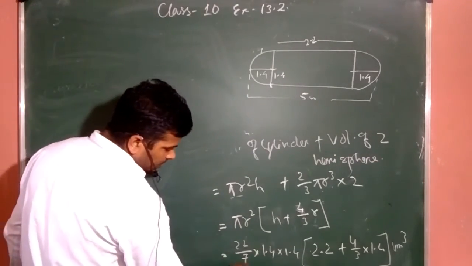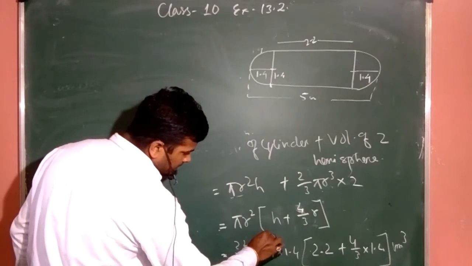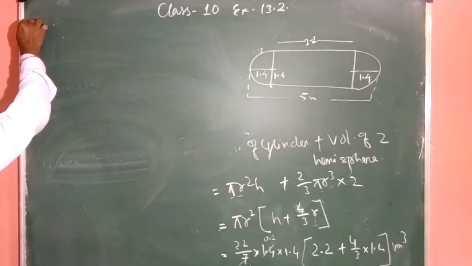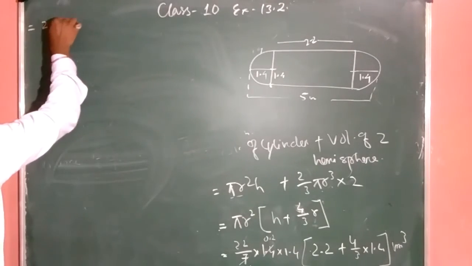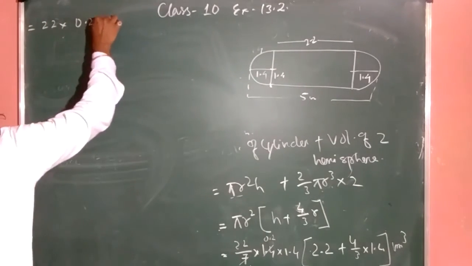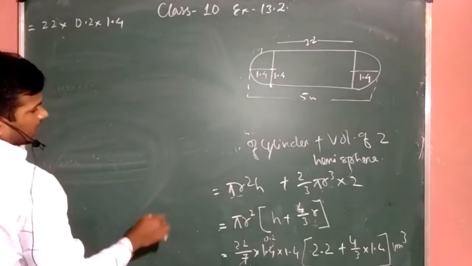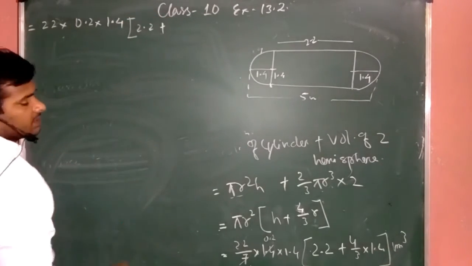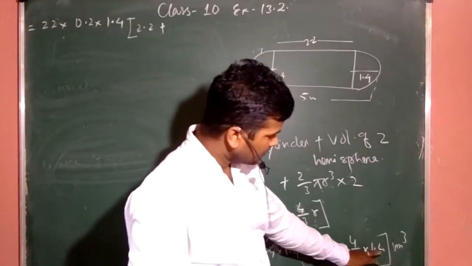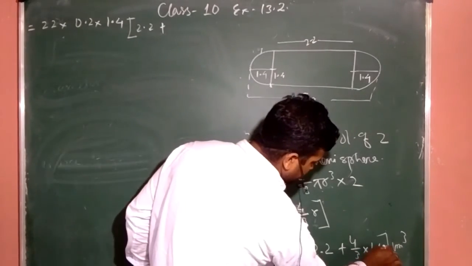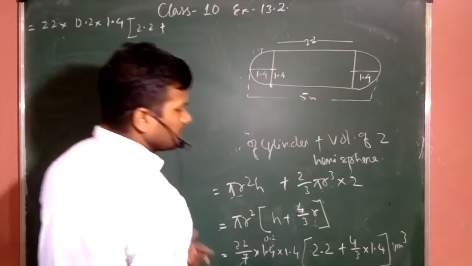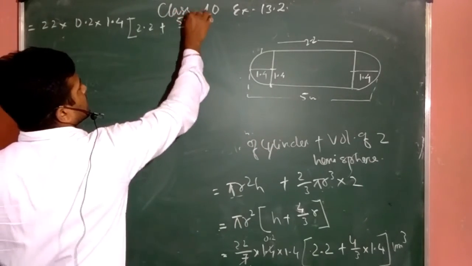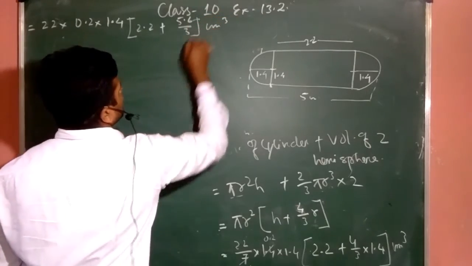So we will cut it. 7 ones are 7 and 7 twos are 14. So we have here 2.2 into 1.4, and inside we have 2.2 plus this 14 4s: 4 4s are 16 and 4 5s are 56. That means 56 by 3 centimeter cube.